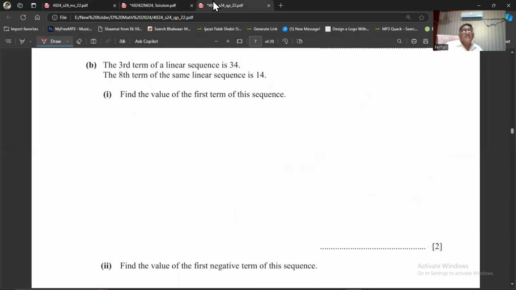Then this is question number 4, B part. The third term of a linear sequence is 34. The eighth term of the same linear sequence is 14. Find the value of the first term of this sequence.